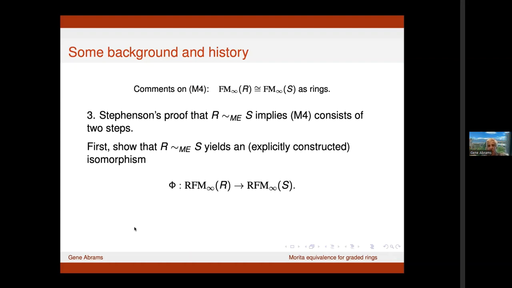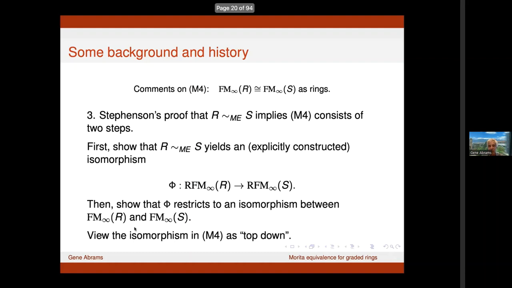In fact, these are unital rings. So if you have a Morita equivalence, it's not hard to show that you get an isomorphism between these bigger matrix rings. And then what you do is just work hard to show that the isomorphism that you can write down, which is explicitly given, actually restricts to an isomorphism between these subrings. And so I like to view the isomorphism that Stevenson found between the FM rings as being top down. You get an isomorphism between bigger matrix rings and then you restrict.